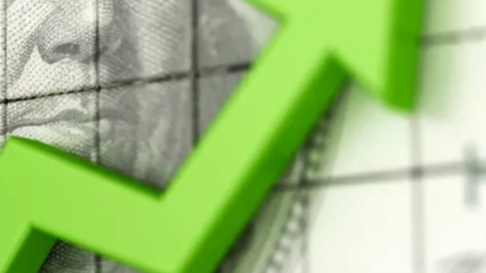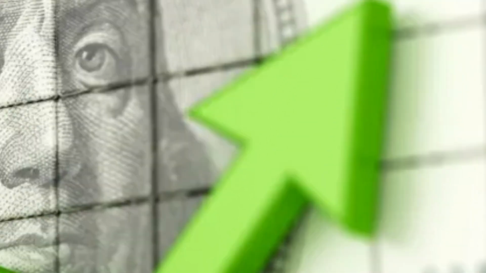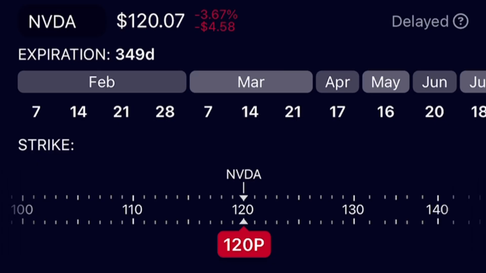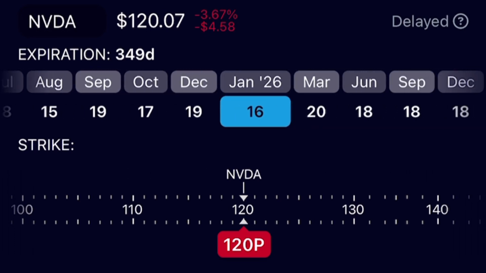And when the puts get exercised, I will have to buy the stock at the strike price that I put it at, which means if I put the strike price at 130 for this option, I will have to buy 100 shares at 130, for which I will need a total of $13,000. So I do not want to do that. We're just gonna sell puts at 120, which is at the strike price, instead of 130. Okay, and the expiration date that we're looking for is almost a year out, which is January 26.